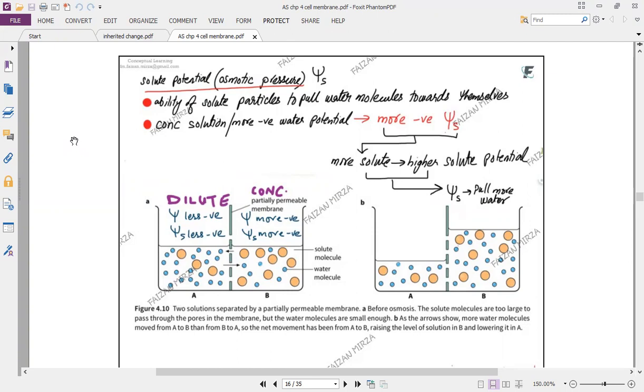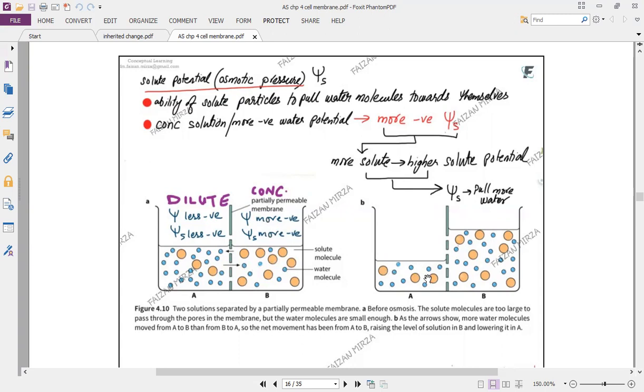So, for example, there is a solution A and a solution B separated by a semi-permeable layer. You can see there's a dilute solution in A and a concentrated solution in B. The dilute solution has a less negative water potential and a less negative solute potential, whereas the concentrated solution in region B has a more negative water potential and more negative solute potential. You can count the number of solutes; they are more in B and less in A. So it's a tug of war going on between the solute molecules pulling the water molecules, so obviously more water molecules will be pulled towards side B.